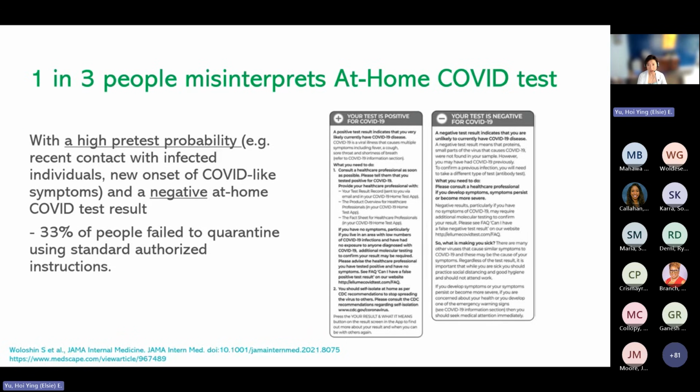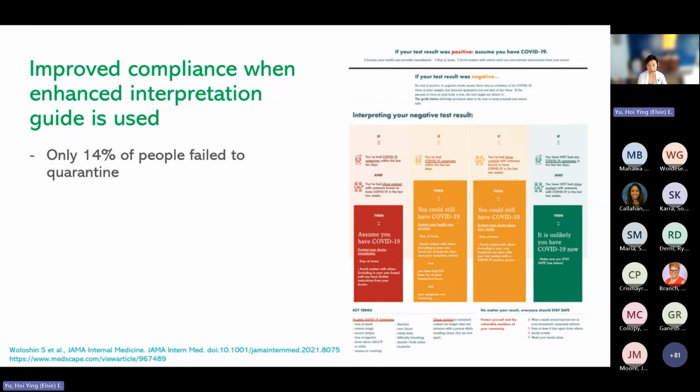And then the study made a nicer interpretation guide, as you see here, with a happy face and different colors. And with this interpretation guide, only 14% of people failed to quarantine. So that's a significant improvement. The point is that we need to be more consumer-centric when we're communicating to our end users, who may not be FDA reviewers looking at the package insert, or other scientists. An easy-to-read guide is really helpful.